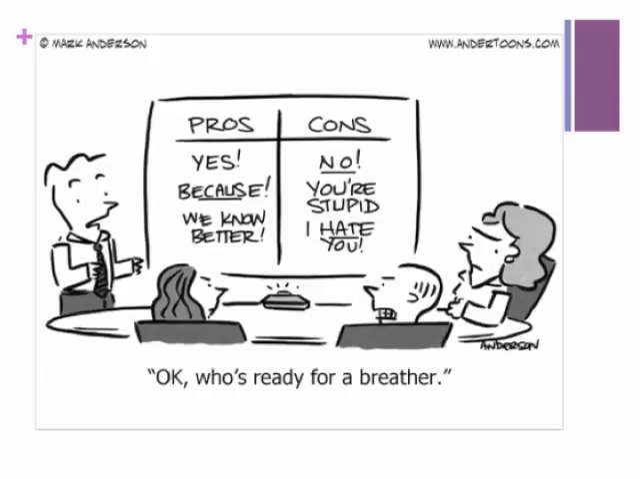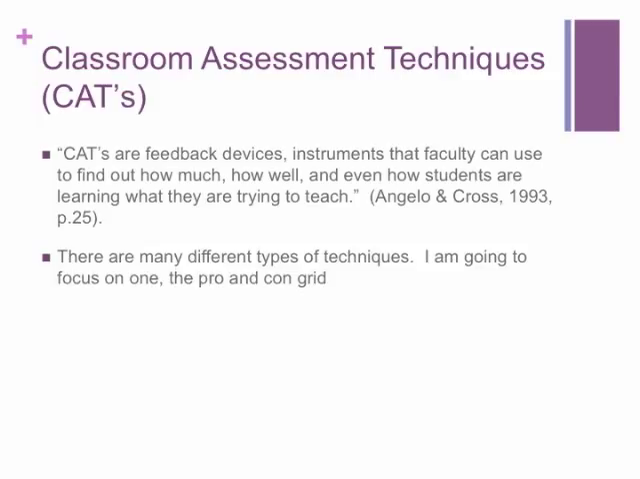Pro and con grids have been used as useful teaching tools for years, but did you know that they can also be used for classroom assessment? Classroom assessment techniques, or CATs, are feedback devices, instruments that faculty can use to find out how much, how well, and even how students are learning what they are trying to teach. There are many different types of techniques. I'm going to focus on only one, the pro and con grid.